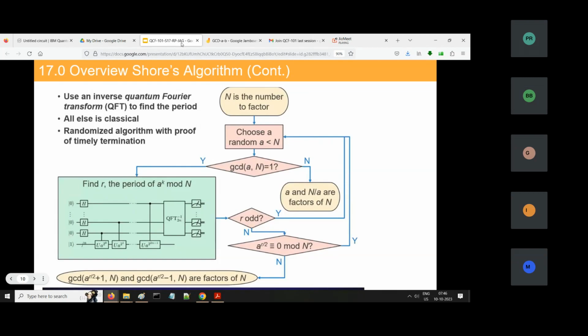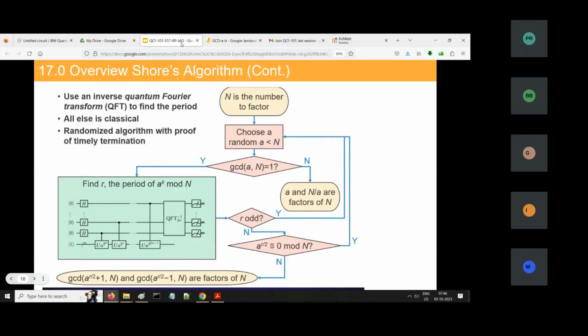Assume that R gets even, then you can say R by 2. So you can split with a plus minus 1, P minus 1, Q minus 1, as we said. Therefore we go with R needing to be even, and if it is odd, then we repeat with a new A. Otherwise we go with the number n and do a to the power R by 2, and it should give a mod 0 mod n. That means it should be perfectly divisible. Mod should be 0.